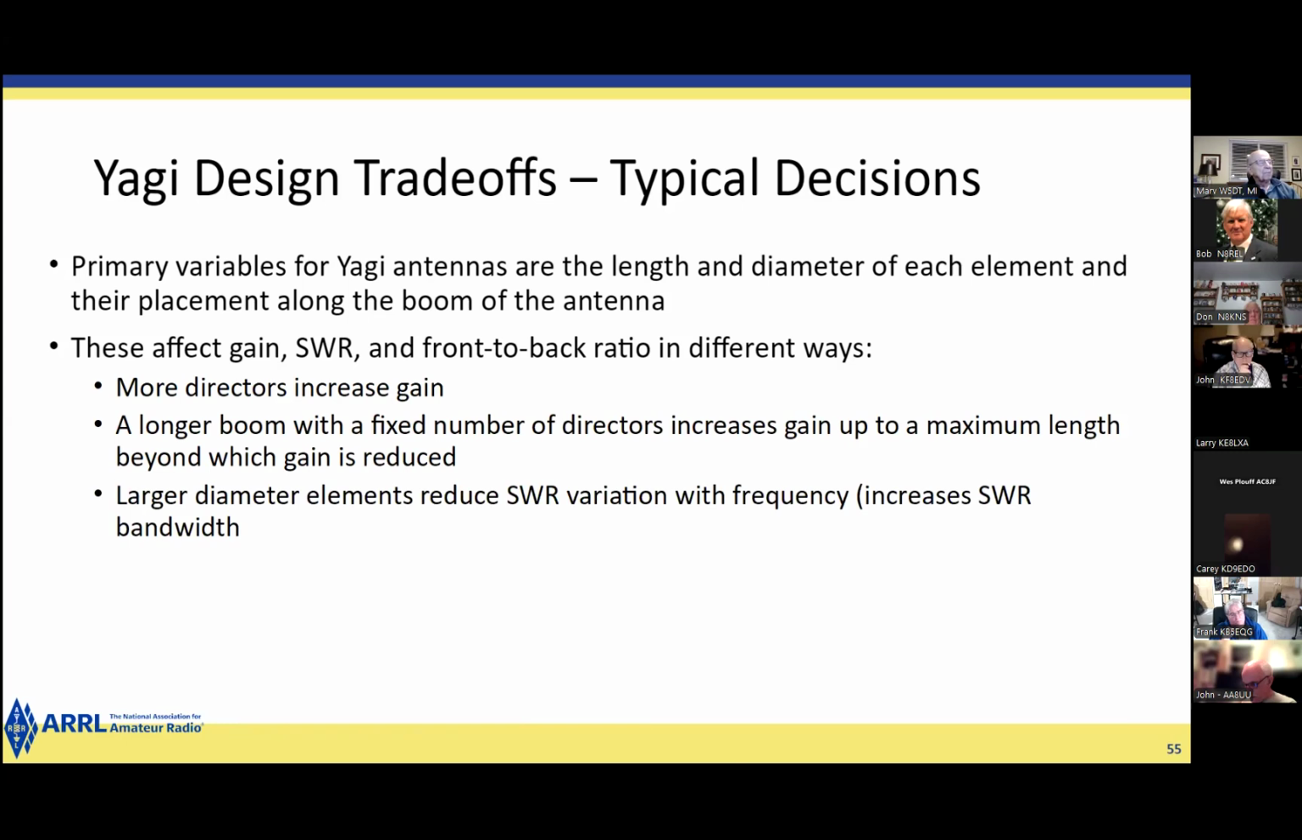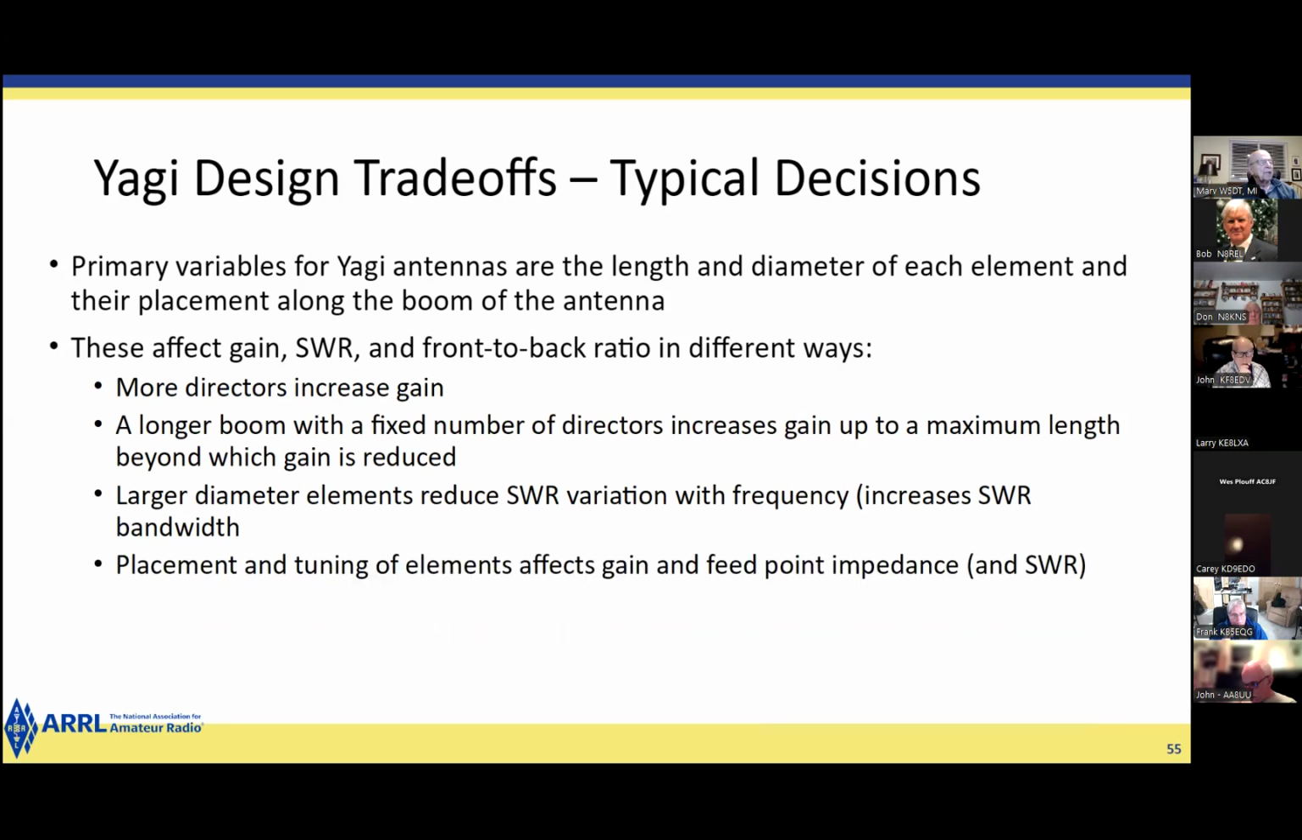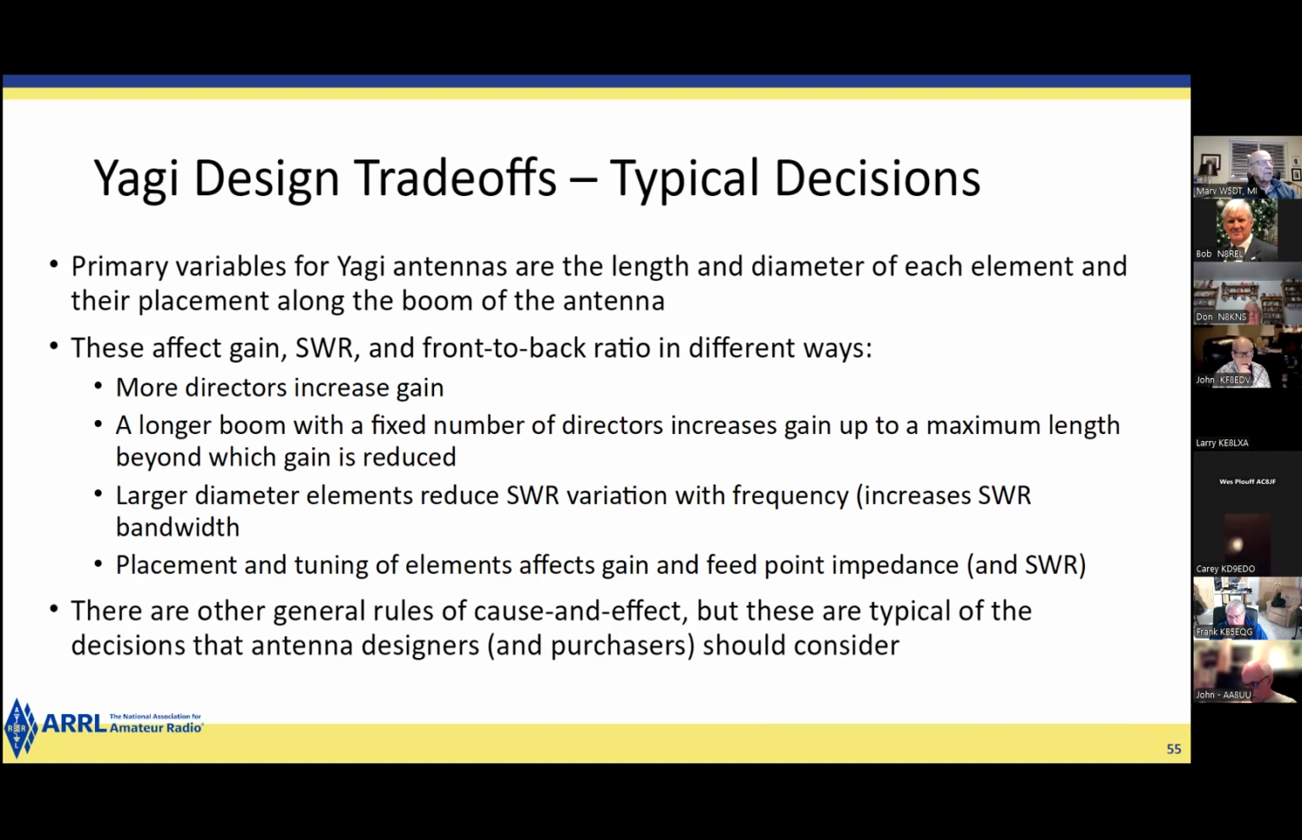Larger diameter elements reduce SWR variations with frequency and increase SWR bandwidth. Placement and tuning of elements affects the gain, the feed point impedance, and the SWR. There are other general rules of cause and effect. These are typical of the decisions that antenna designers and purchasers should consider.